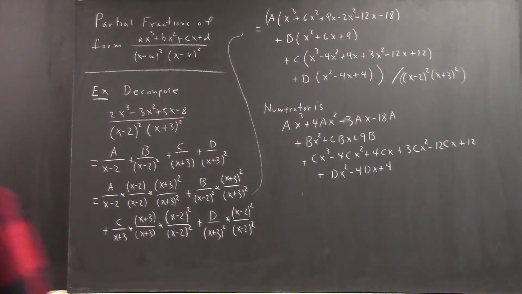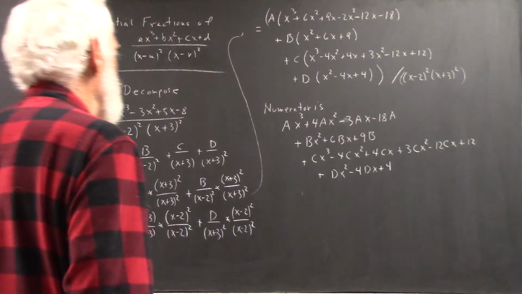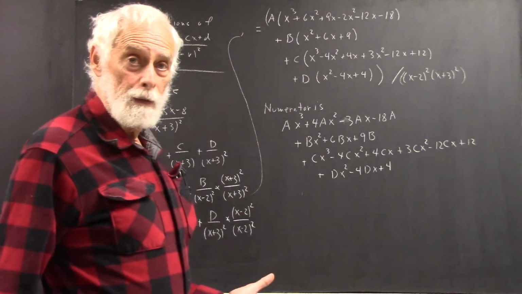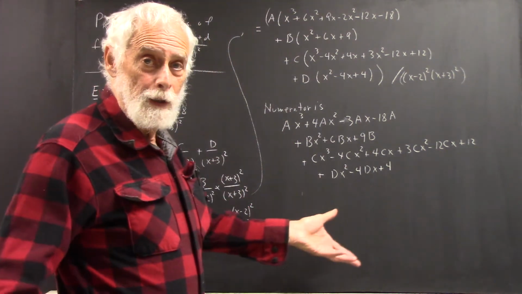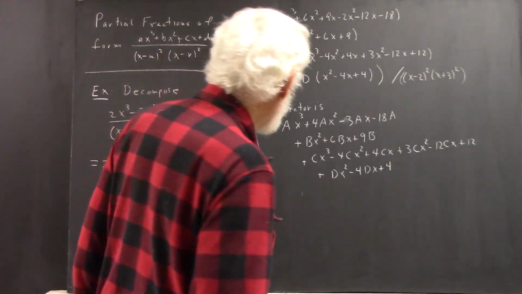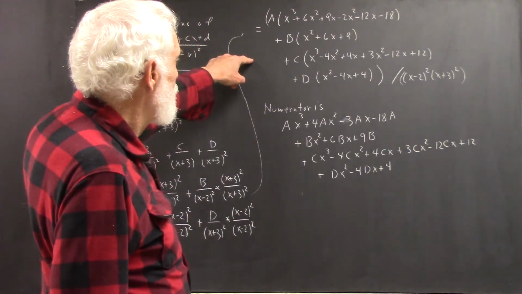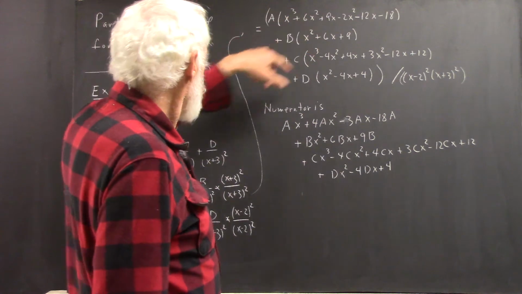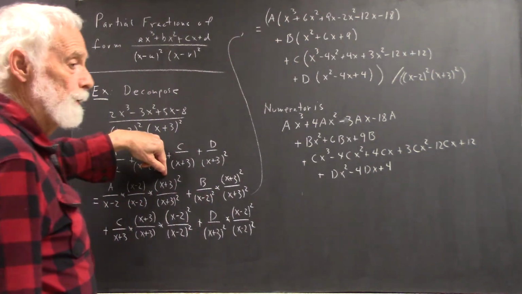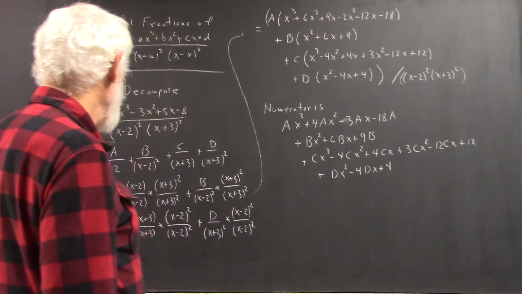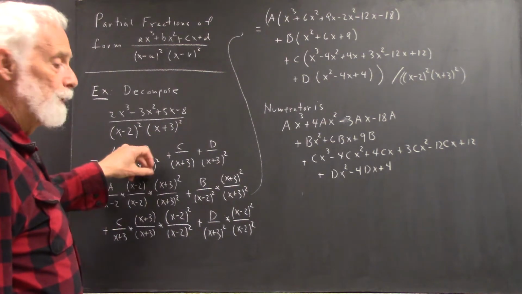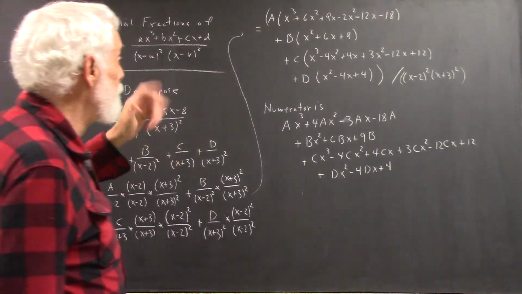Okay, so I've done the multiplication, I think maybe correctly. Of course, we go back and check at the end and see if I did. And then, well, here it is. If I multiply the x minus 2 times x plus 3 quantity squared, that's just x minus 2 times x squared plus 6x plus 9.